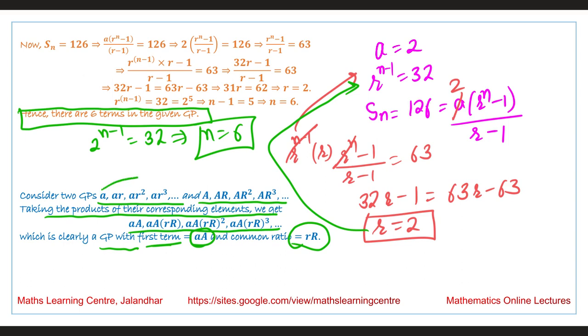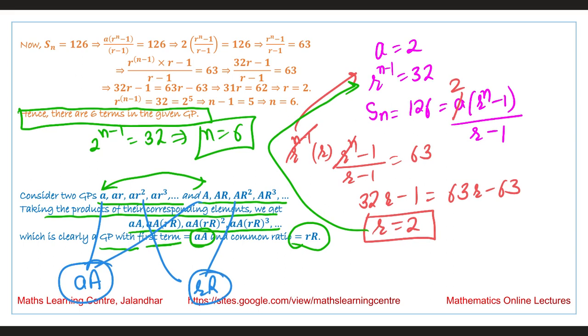So we are saying that if we have two GPs and we take the term-wise product of these two GPs, then the first term of the new GP will be the product of the first two terms, and the common ratio of the new GP will be the product of the two common ratios.